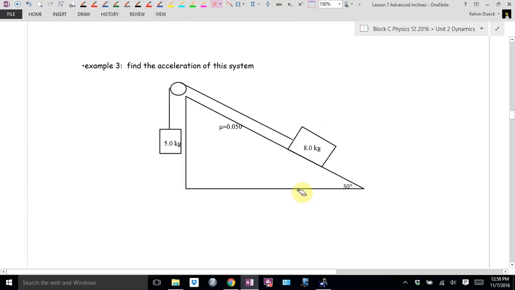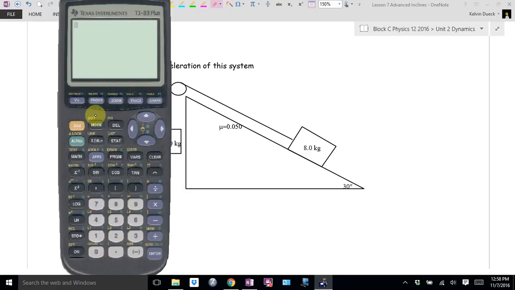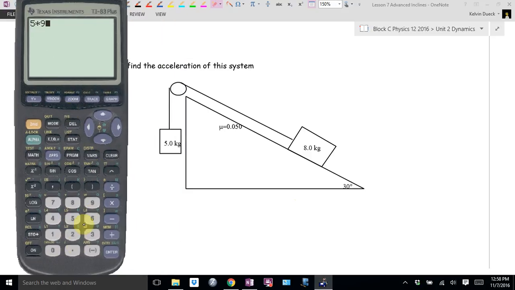Example 3, same question but with numbers. It says, find the acceleration of this system. Okay. Let's decide ahead of time which way this is moving. Is the 5 kilograms moving up or moving down? Well, I can find out by comparing. It's going to be 5 times 9.8. That's the force, 49 newtons tugging down on the left.